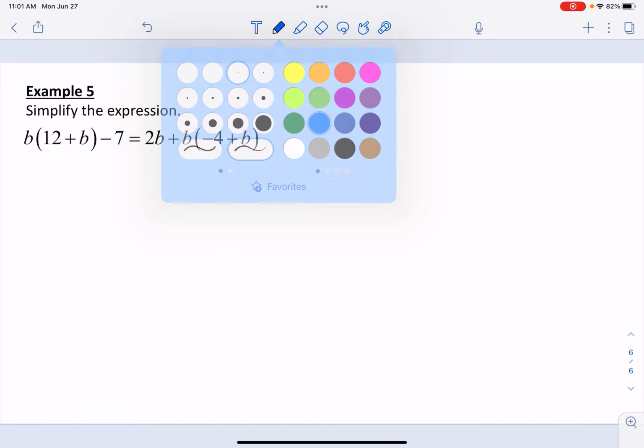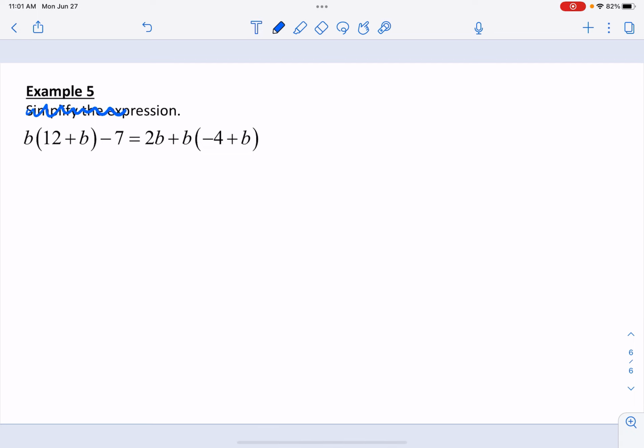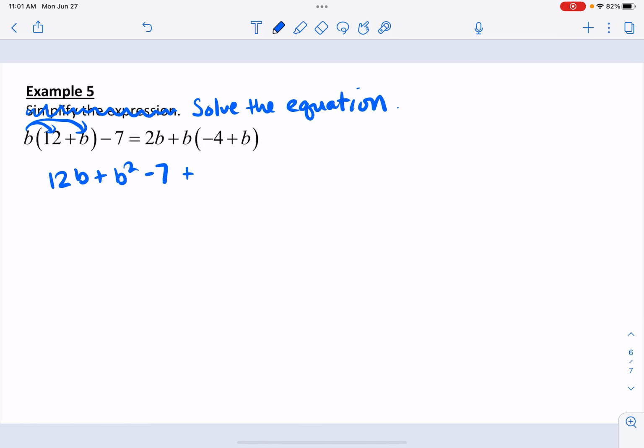Okay, in this example, not to simplify the expression, I realized when I was looking at this, that's technically incorrect. We want to solve the equation. So what I'm going to do is distribute the b in. Then I have a equals 2b. And then I distribute this b in, so I have a minus 4b plus b squared.